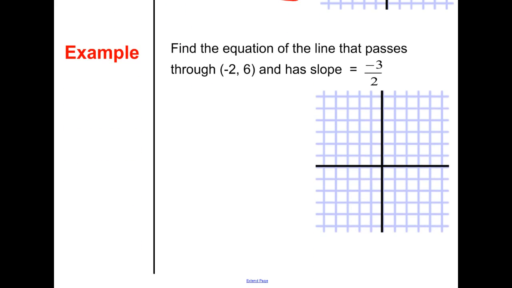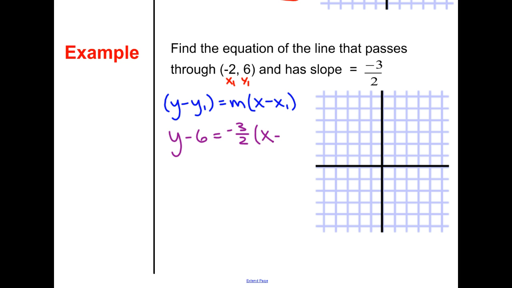Let's do another example here. So again, I'm going to label it. Find the equation of the line that passes through (-2, 6) and has a slope of -3/2. So I'm going to label my x1, y1, and then we're going to look at the equation. y minus y1 equals my slope times x minus x1. Now let's fill in the pieces that we have. Okay, well we have y minus y1 equals my slope times x minus -2.